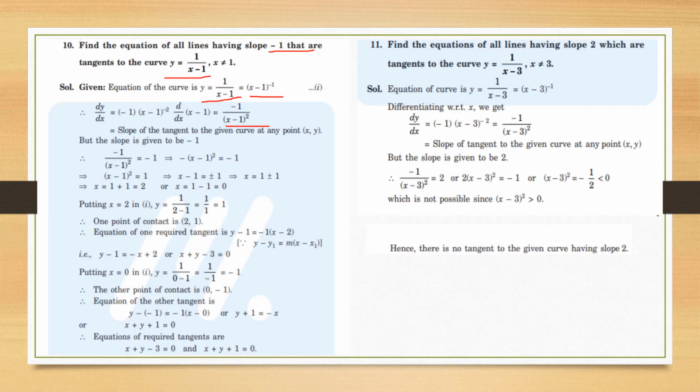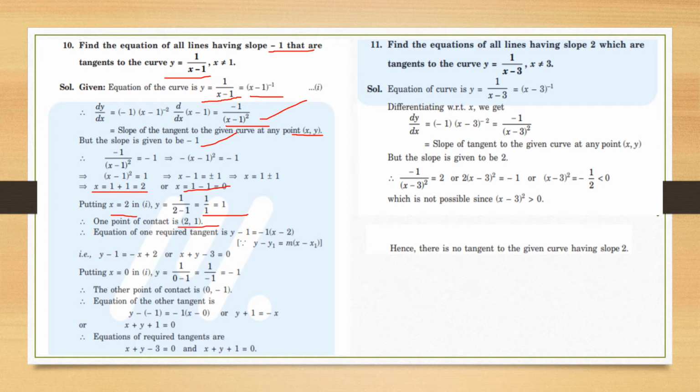Now the slope of the tangent to the given curve at point (x, y) is the value of the derivative at that point, so it is minus 1 upon (x minus 1) whole squared. But the slope here is given as minus 1. So that means this value is equal to minus 1. On equating, I'll get the x value. As I have to open the square, I'll get two values: one is 2 and one is 0. So when x is 2, my y turns out to be 1.